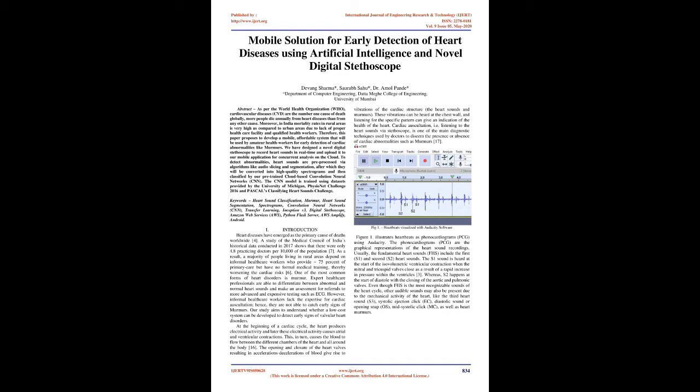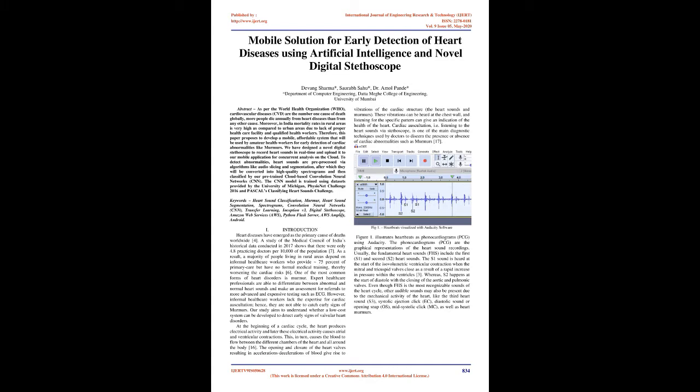Cardiac auscultation, i.e. listening to the heart sounds via stethoscope, is one of the main diagnostic techniques used by doctors to discern the presence or absence of cardiac abnormalities such as murmurs. Fig. 1. Heartbeats visualized with Audacity software. Figure 1 illustrates heartbeats as phonocardiograms, PCG, using Audacity. The phonocardiograms, PCG, are the graphical representations of the heart sound recordings.